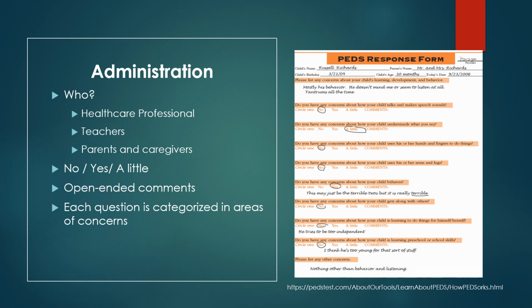Parents and caregivers may complete the form conveniently online, and instructions for scoring the response form are also provided. Each question of concern can be answered with a no, yes, or a little. There is also a section for open-ended comments. And each question is categorized in areas of concern as mentioned in the previous slide. On the right is a sample of what the response form looks like.